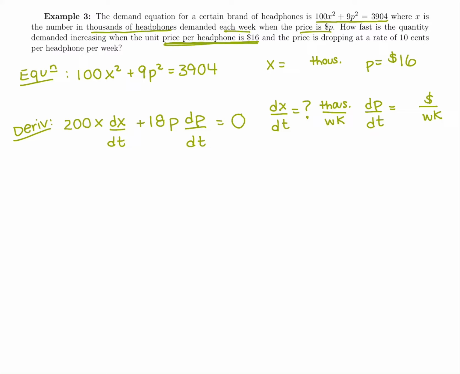And the price is dropping at a rate of 10 cents per headphone per week. So that's our rate of change. Careful, it's 10 cents, so it's not going to be 10. This is in dollars, so 10 cents is going to be 0.1. And we're dropping the price, so should our derivative be positive or negative? It should be negative. We have a negative 0.1 for our dp/dt. We're decreasing our price by 10 cents per week.